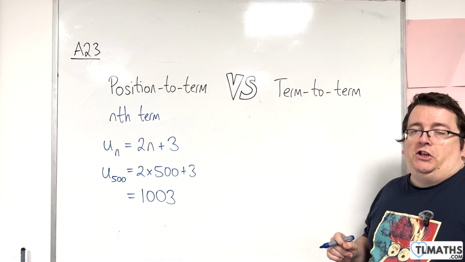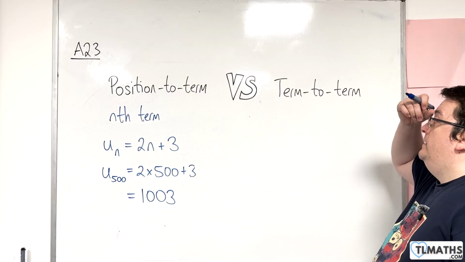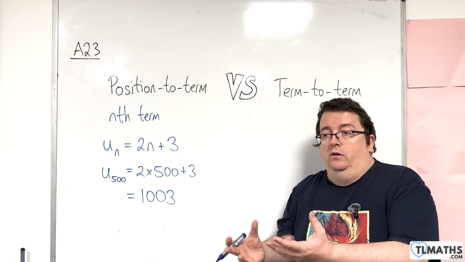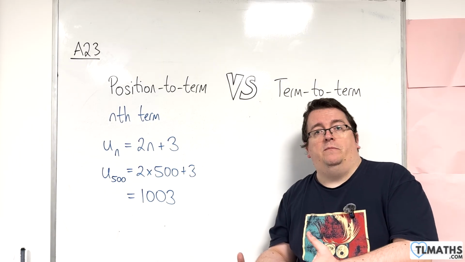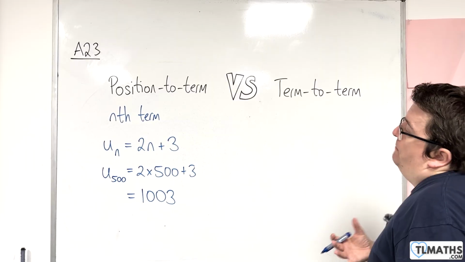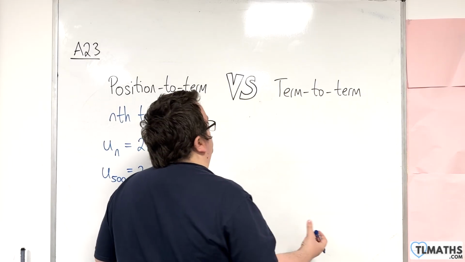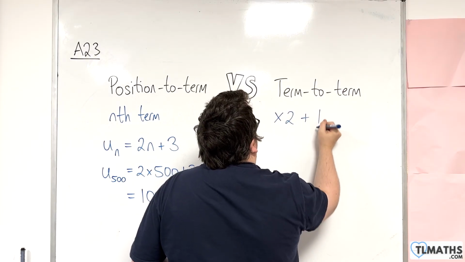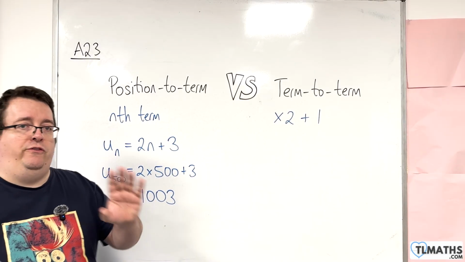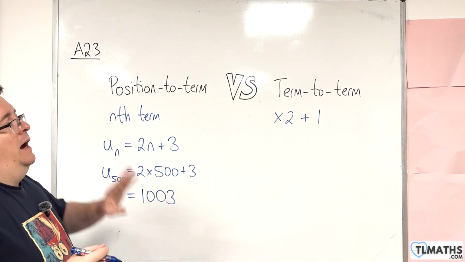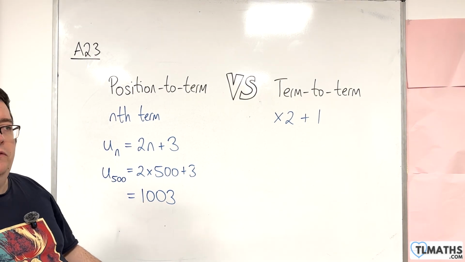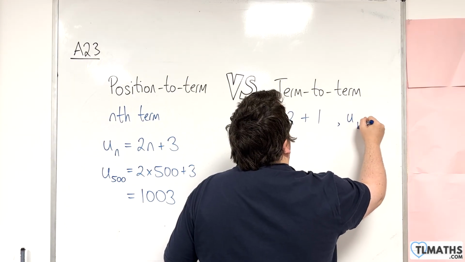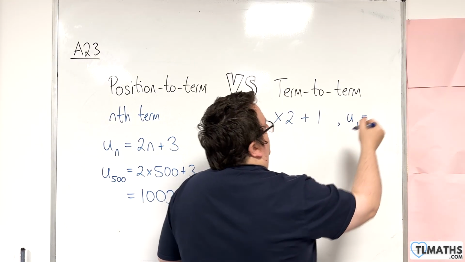Alternatively, you can have a term to term rule. Now, what that means is that you have a rule that gets you from one term to the next. So it might be that there is a rule that says that we need to multiply by 2 and then add 1. And this is the rule that gets you from one term to the next. And you would have to have a starting term to get there. So let's say we also said that the first term, u1, was equal to 3.